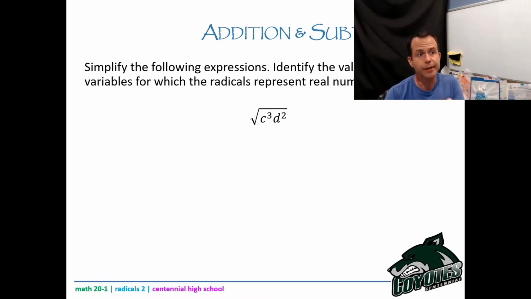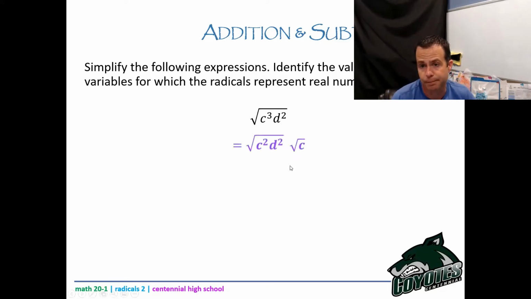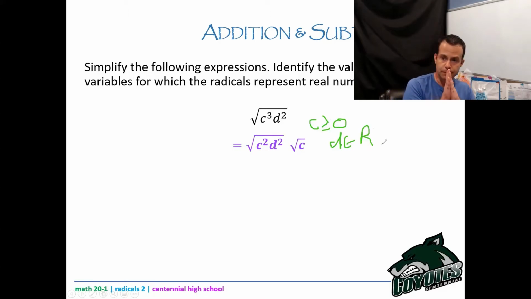And when I square it, it becomes positive. So I will never end up taking the square root of a negative number there. Okay, so just off to the side here, I thought I would have done that first. Sorry. I want to say C is greater than or equal to 0, and D is a member of the reals.